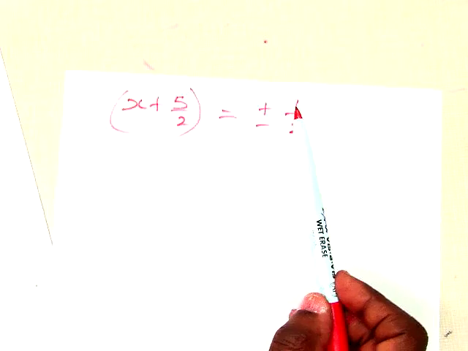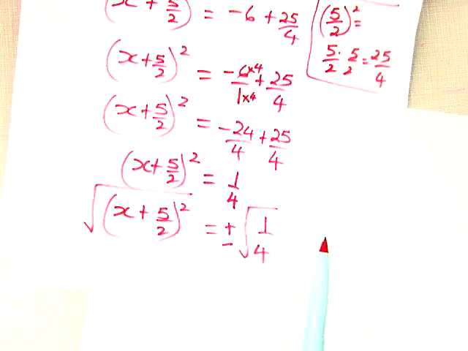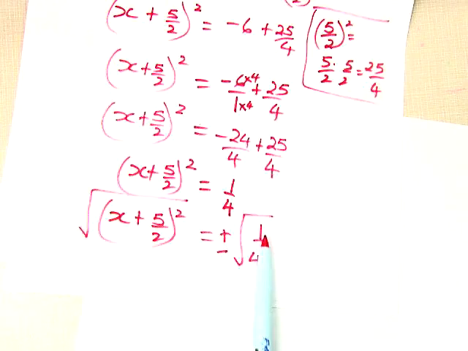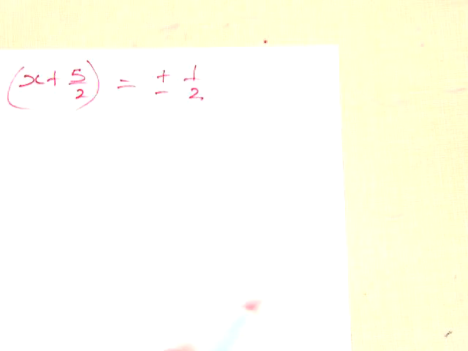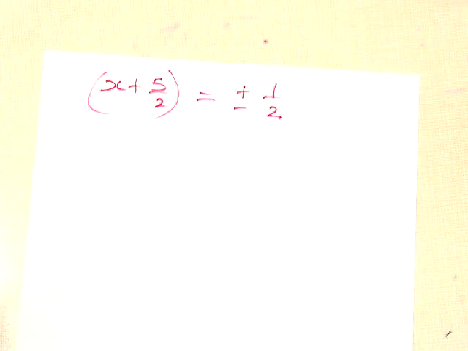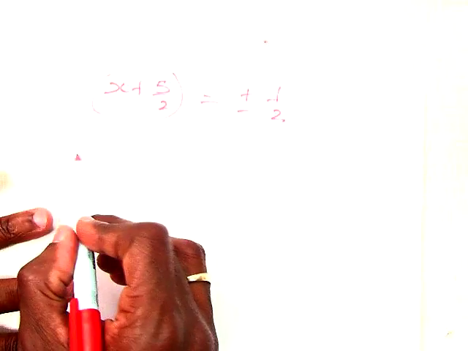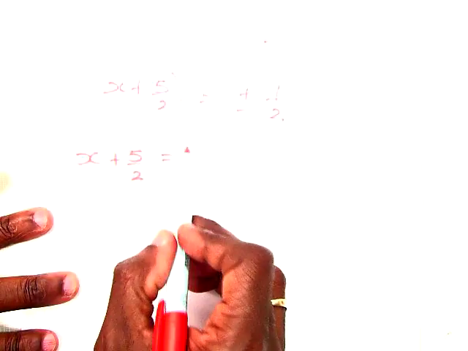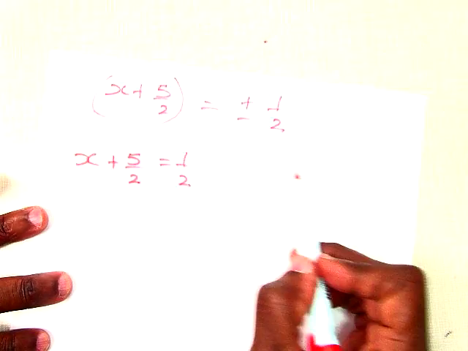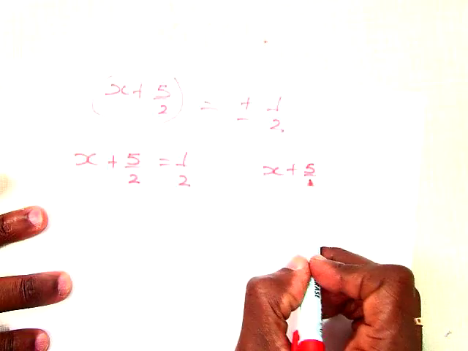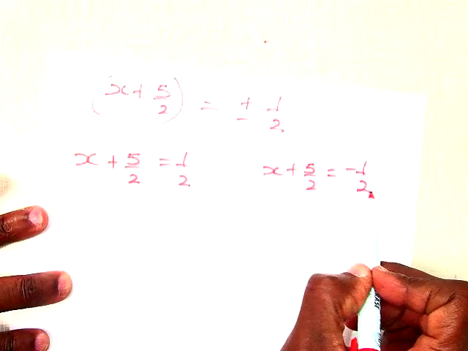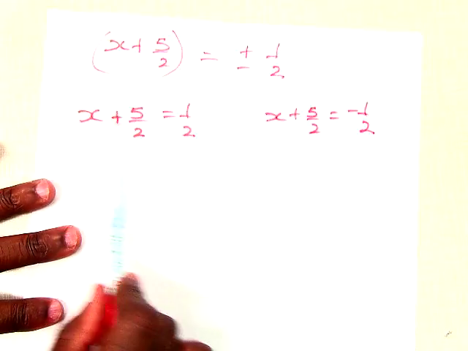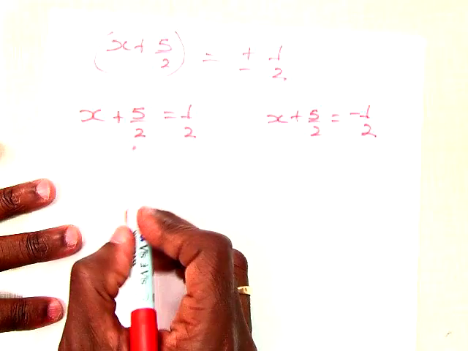Okay, why did we get 1/2? Because the square root of 1 is 1, square root of 4 is 2. So it's 1 over 2. 1/2 times 1/2 does give me 1/4. My two equations are finally x plus 5 over 2 equals positive 1/2, or x plus 5 over 2 equals negative 1/2. To get x by itself, I need to get rid of the 5 over 2.